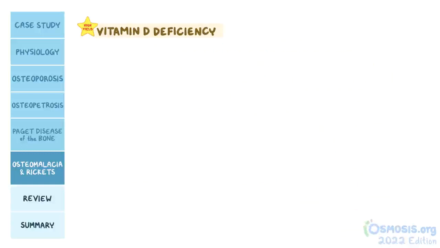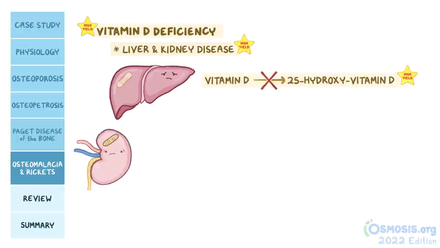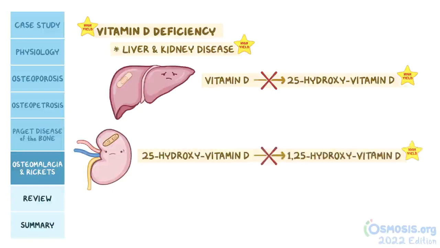So it makes sense that another cause of vitamin D deficiency is liver and kidney disease. For example, rickets or osteomalacia can occur in chronic liver disease due to the liver's inability to turn inactive vitamin D into 25-hydroxyvitamin D. The same goes for chronic kidney disease, where the kidneys can't turn 25-hydroxyvitamin D into 1,25-hydroxyvitamin D. Both conditions result in an active vitamin D deficiency, which leads to impaired bone mineralization.